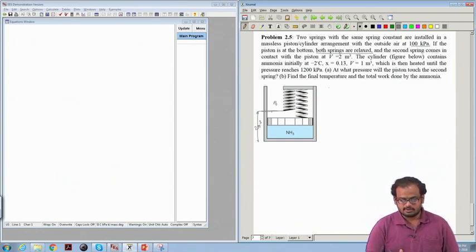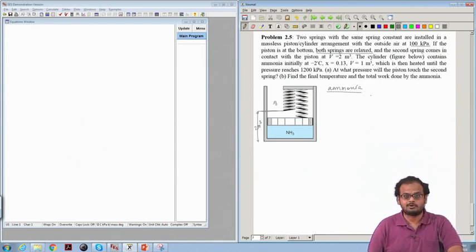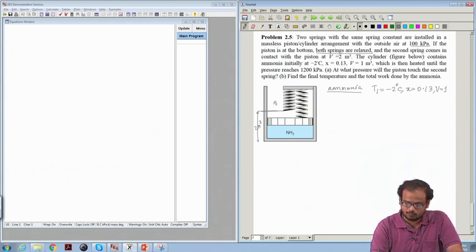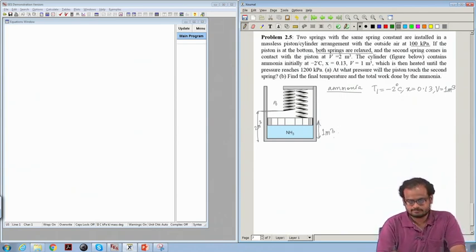The cylinder contains ammonia, a very useful industrial gas invented or synthesized during the First World War by Fritz Haber, the famous Haber-Bosch process. So, ammonia is at T1 equal to minus 2 degrees Celsius, x equal to 0.13 and initial volume equal to 1 meter cube. So, this initial volume is 1 meter cube.